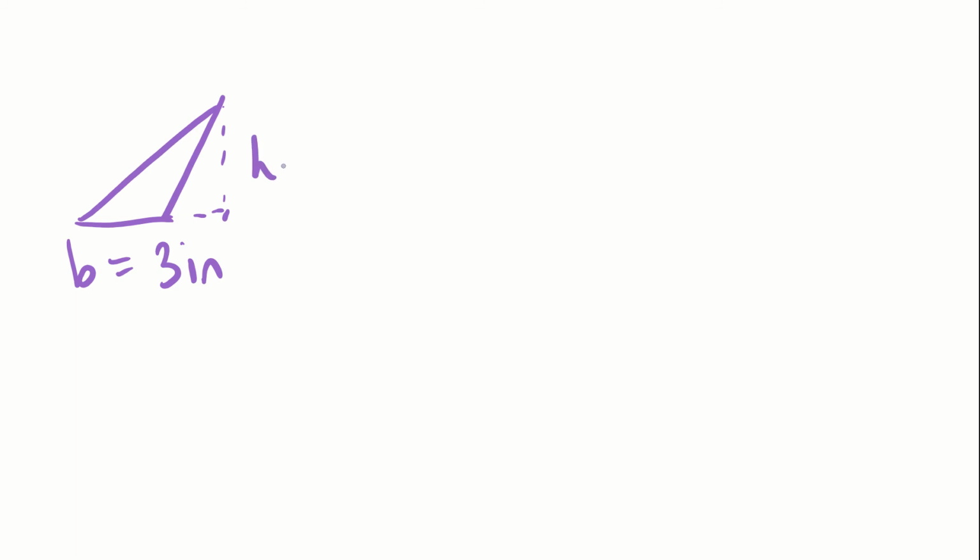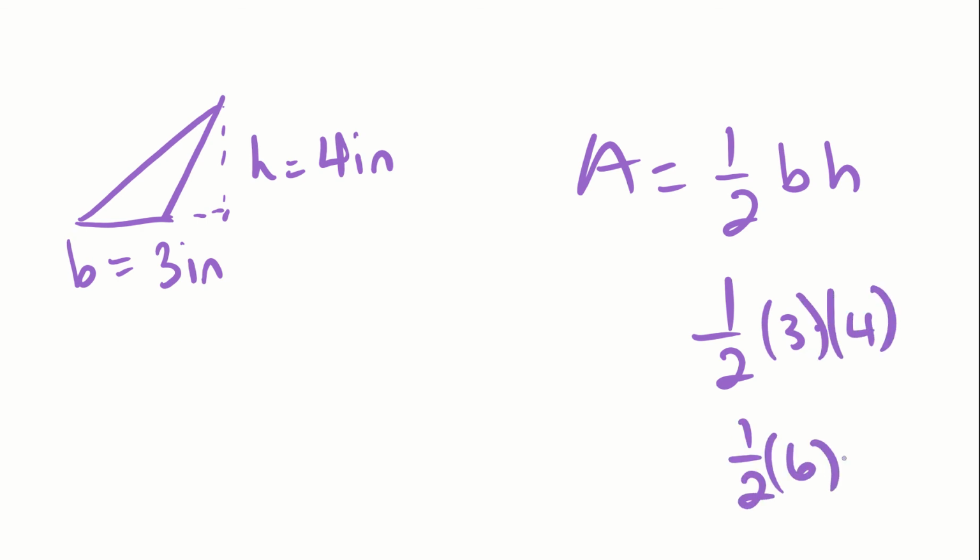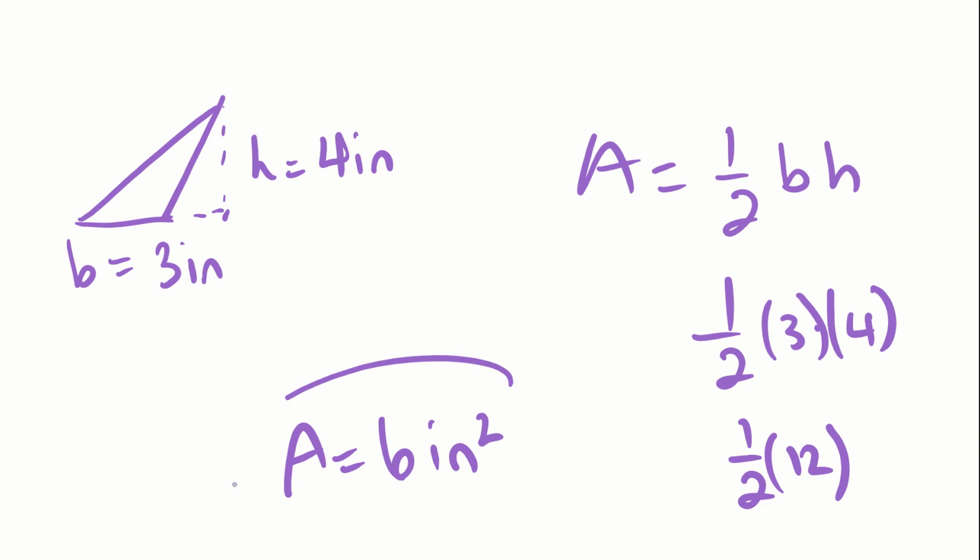So if I have a triangle with a base of, say, 3 inches and a height of 4 inches, the area is going to be half the base times height. So half of 3 times 4, or half of 12, which is 6. So we'd say the area is 6 inches squared.